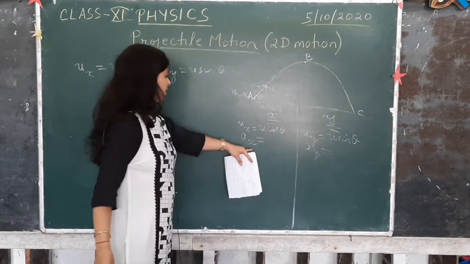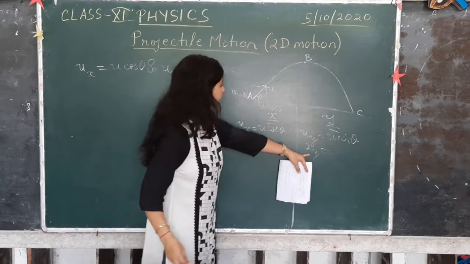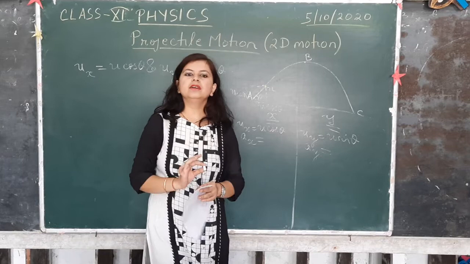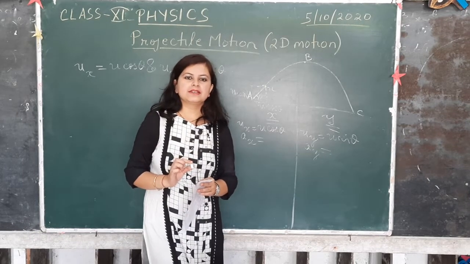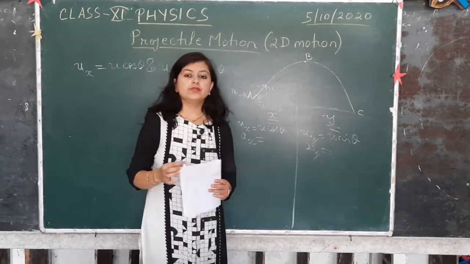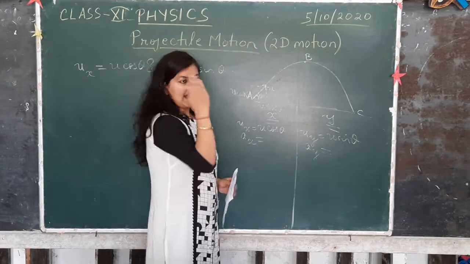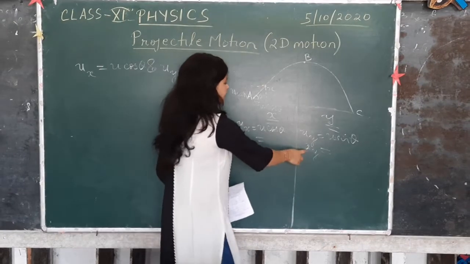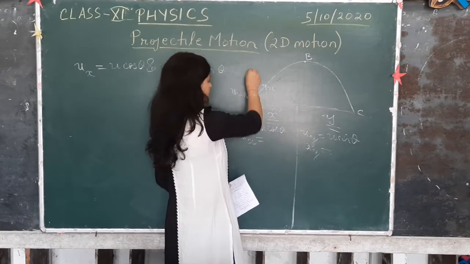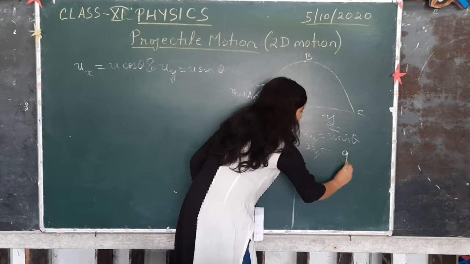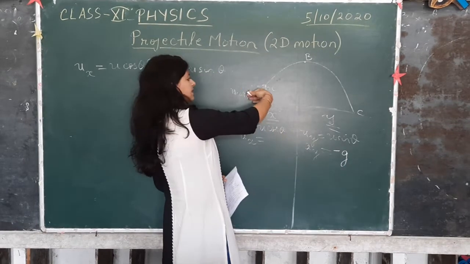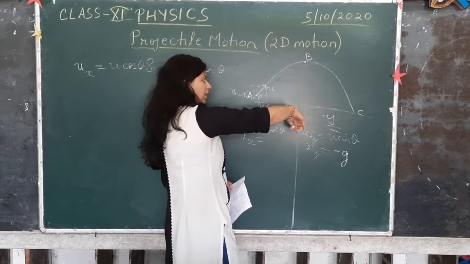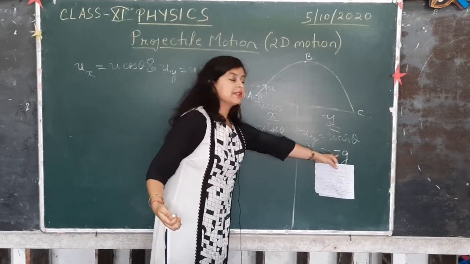Now along the x axis, along the y axis, once you launch it, it will be free to move under the force of gravity. That means the acceleration acting on the body will be only due to gravity. Now gravity does not act in the horizontal direction, it acts in the vertical direction. So acceleration along the y direction will be negative g, because we have considered the motion to be like this, and acceleration due to gravity is acting downwards, so we take it as negative g with respect to the motion.